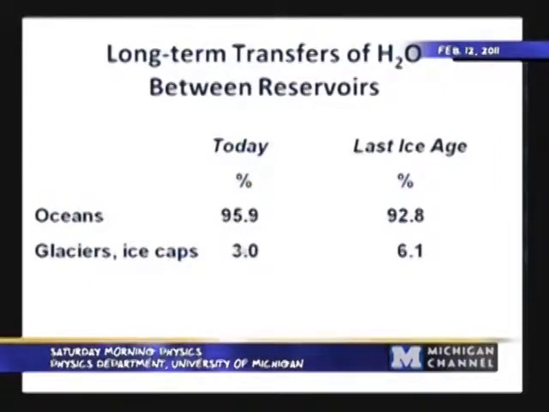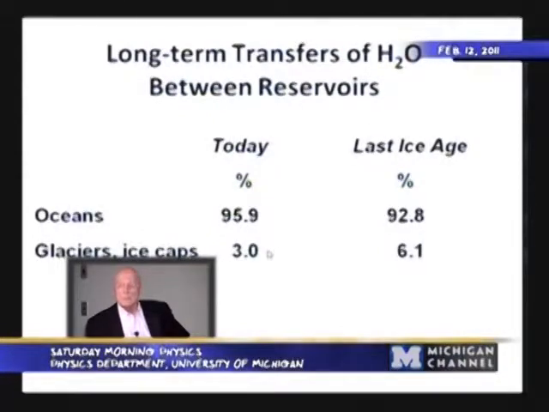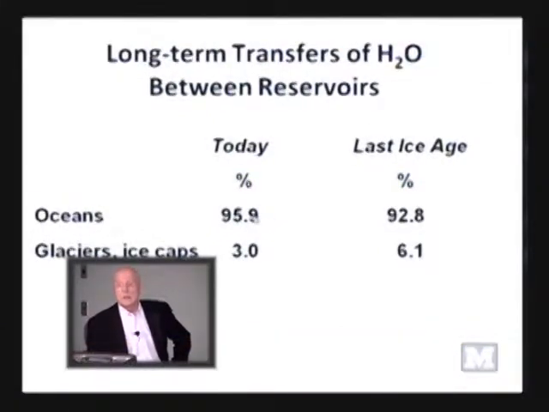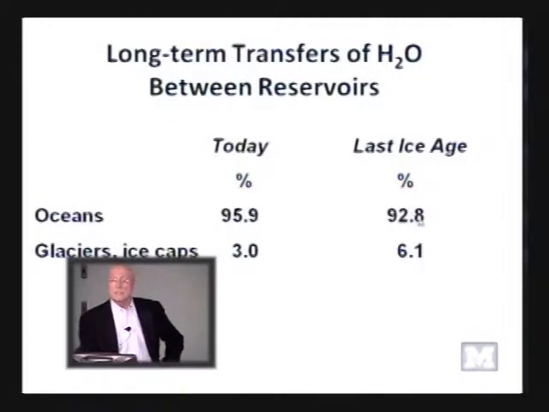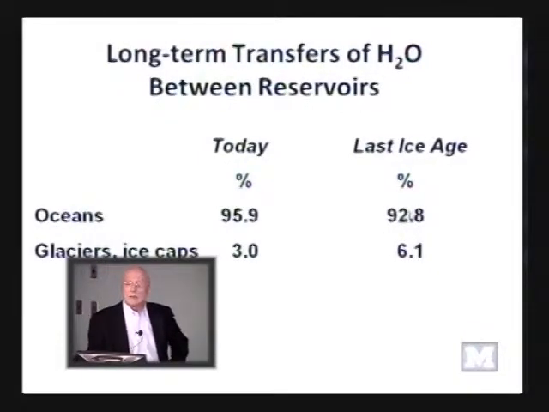And so if you take a look at the present-day distribution between the oceans and the glaciers and ice caps, this is what we had on the earlier list of where H2O resides. We have almost 96% in the oceans and 3% in glaciers and ice caps. But at the peak of the last ice age, 18,000 years ago, there was less water in the oceans. That means a lower sea level. And there's more H2O in the form of ice on the continents.